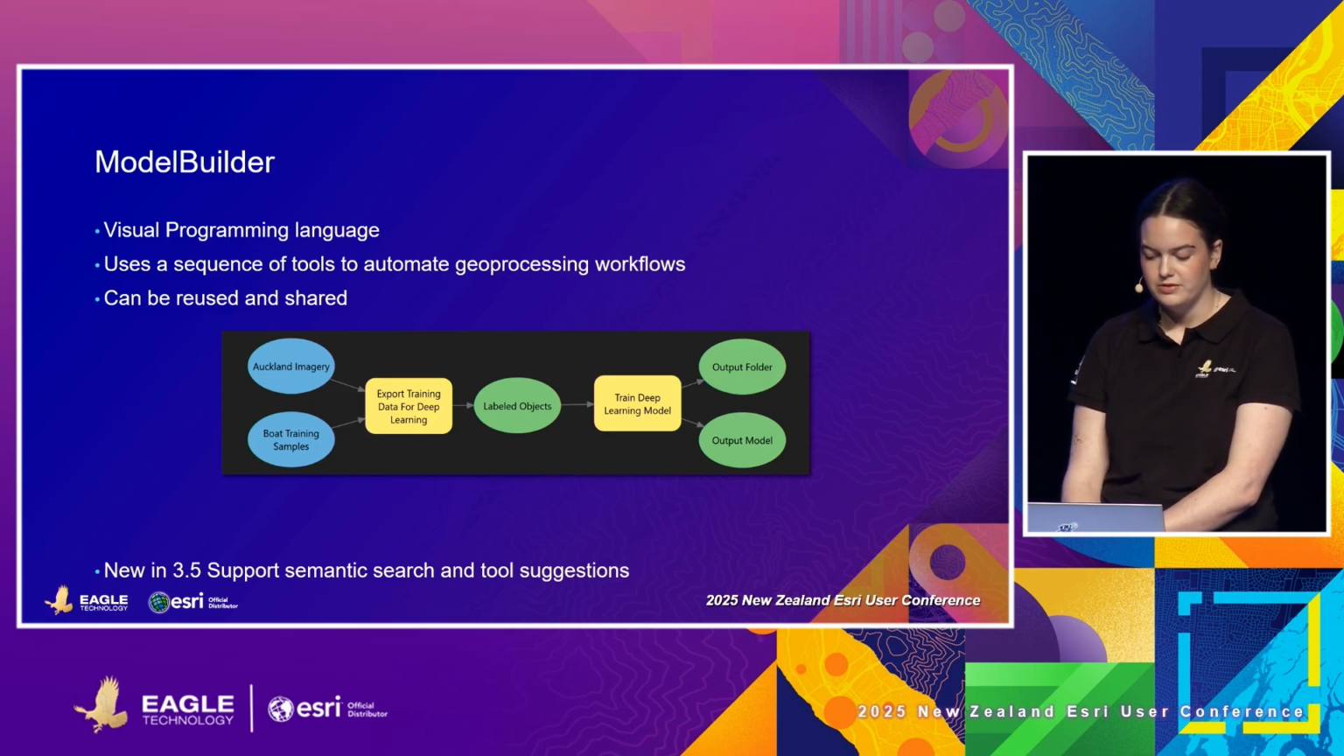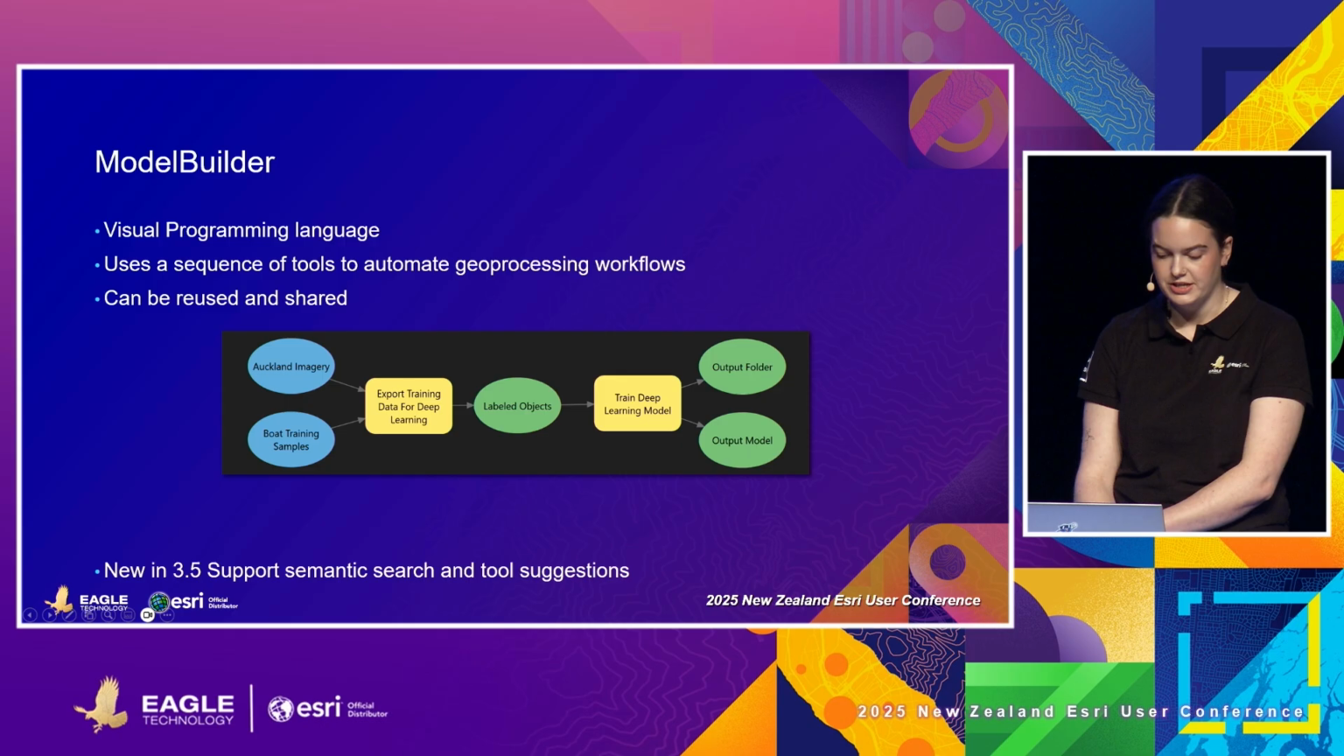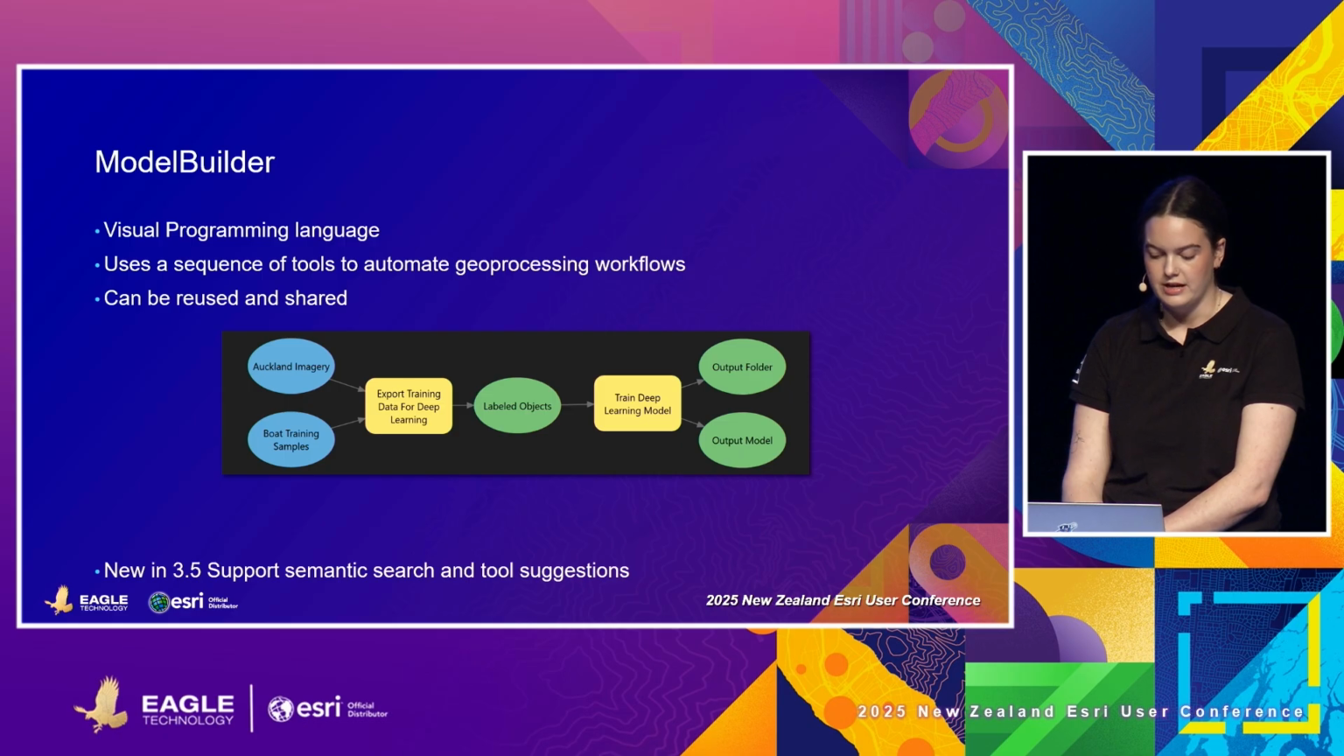Newly, Model Builder also supports semantic search, like in the geoprocessing pane, as well as tool suggestions. Again, these are opt-in and an extra install into ArcGIS Pro. These tool suggestions are based on the tools that are in your model and aren't limited to just geoprocessing tools, but also the model-specific tools like iterators and logical tools.